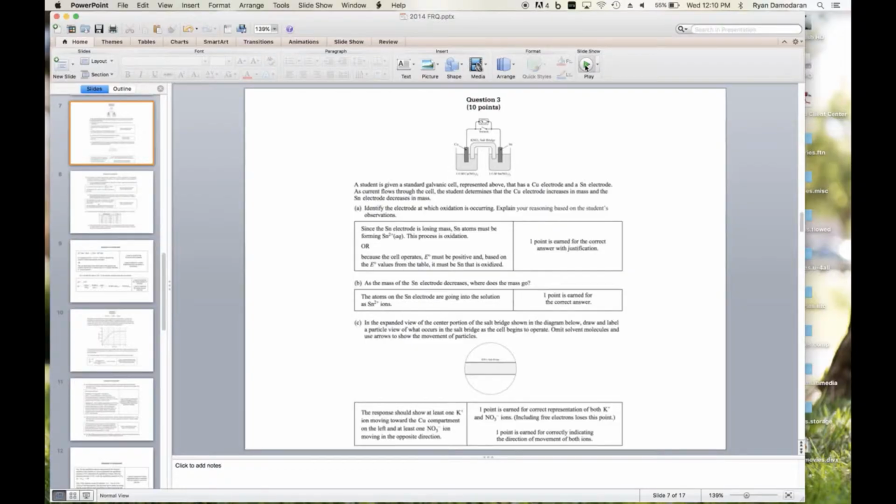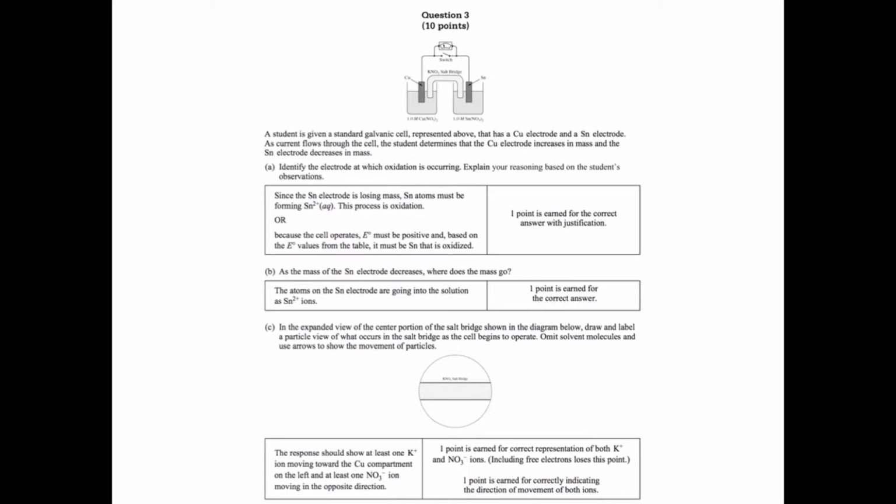In 3, it says a student is given a standard galvanic cell represented above that has a copper electrode and a tin electrode. As current flows through the cell, the student determines that the copper electrode increases in mass and the tin electrode decreases in mass. Identify the electrode at which oxidation is occurring. Explain your reasoning based on the student's observation.